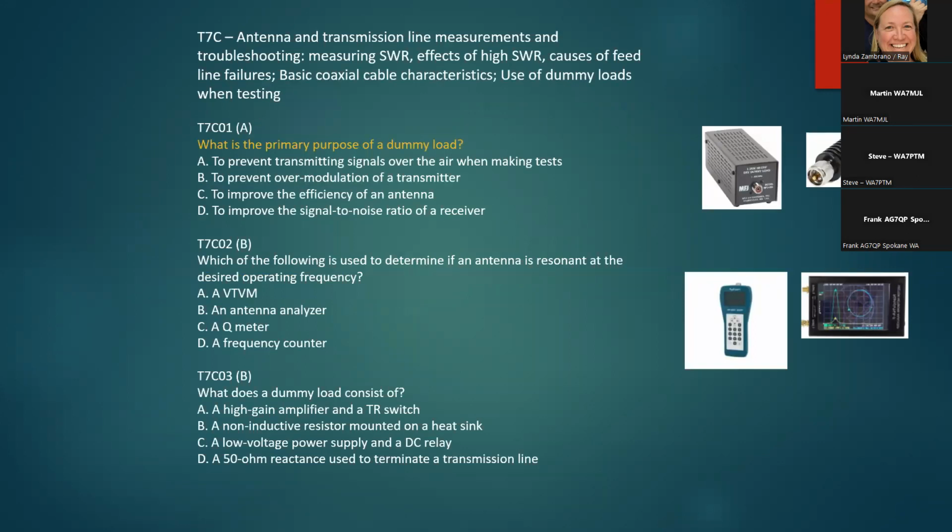Section 7C, antenna and transmission measurements and troubleshooting. SWR, effects of SWR, and that kind of thing.